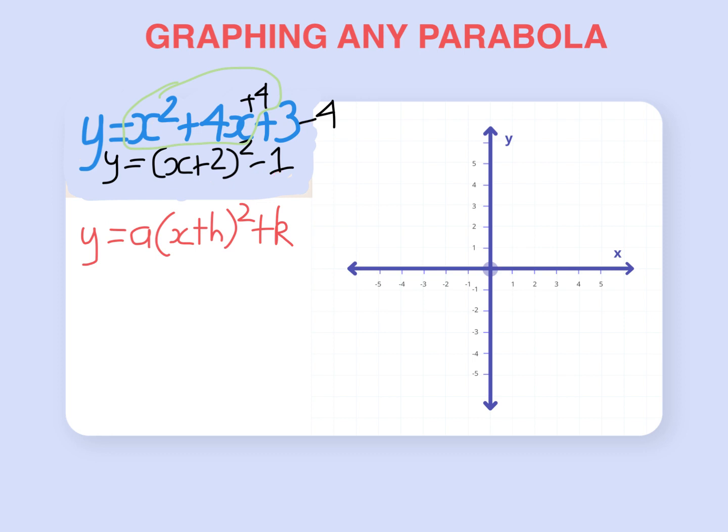So instead of graphing y equals x squared plus 4x plus 3, we're just going to graph y equals (x plus 2) all squared minus 1, because these two are the same graph. So this one's easier to work with. We can read off the turning point straight away. So the turning point will be (negative 2, negative 1).